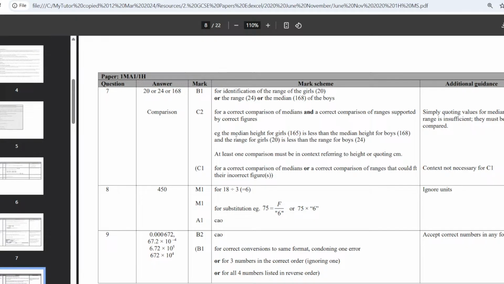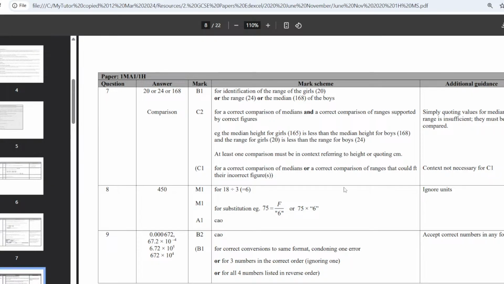Then they've said, for example, the median height for girls, and in brackets the number, is less than the median height of boys. I obviously wrote it the other way around, so I said is bigger. That's fine. And the range for the girls, 20, is less than the range for the boys. Again, I did it the other way around. It says at least one comparison must be in context, referring to the height or quoting centimeters, which is what I was saying. Make it relate to the question, right?